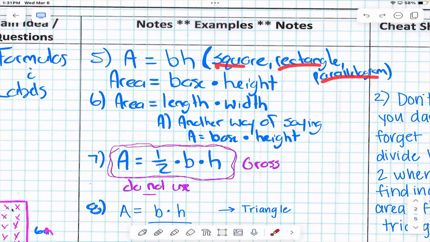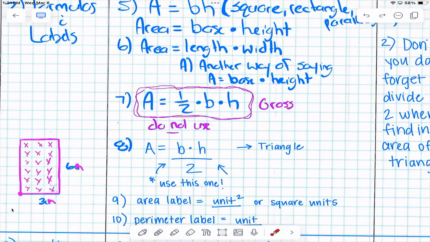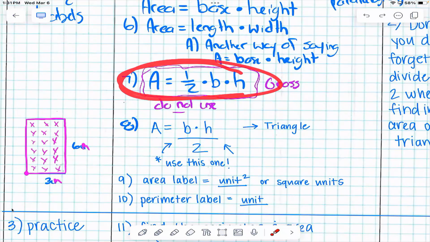Squares, rectangles, and parallelograms. How do you find the area of a square, a rectangle, and a parallelogram? Base times height. So area equals base times height. Is length times width the same thing? What do we use? Do we use this formula ever? No. Are you probably going to see that formula?